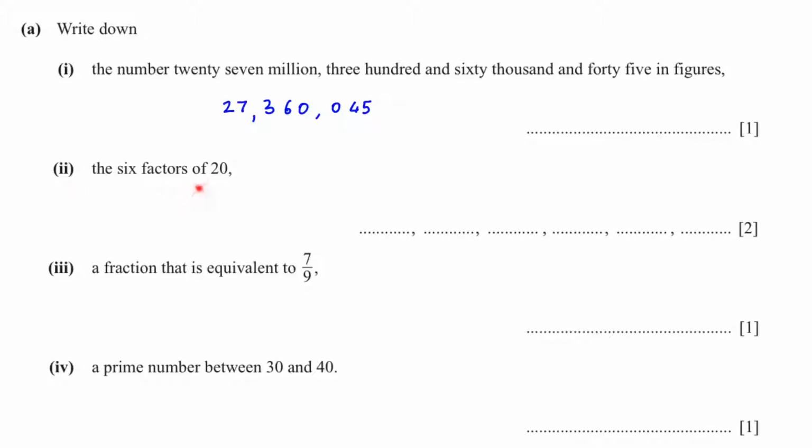The next question, the 6 factors of 20. 1 multiplied by 20 will give you 20, 2 times 10, and 4 times 5. So your factors are 1, 2, 4, 5, 10, and 20.